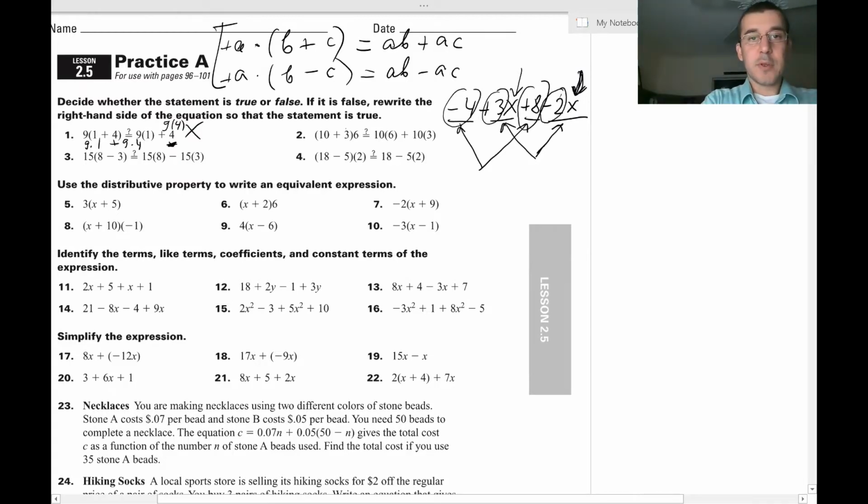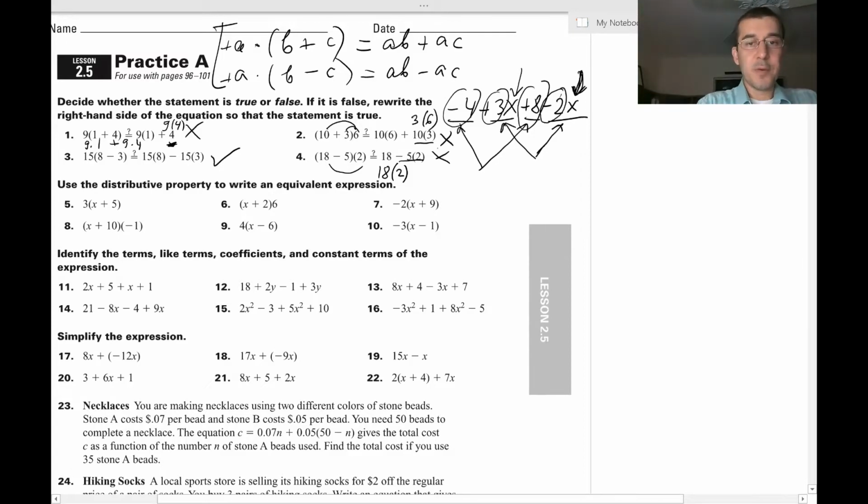Okay. Number two, we have 10 times x, and then plus 3 times 6. So this is also incorrect. This should not be 10 times 3, but 3 times 6. Okay. Then number three, we have 15 times 8 minus 15 times 3. So this is correct. Number four, we have 18 times 2. This is incorrect. This needs to be 18 times 2, and then minus 5 times 2, which is the correct part, but instead of 18 it should be 18 times 2.